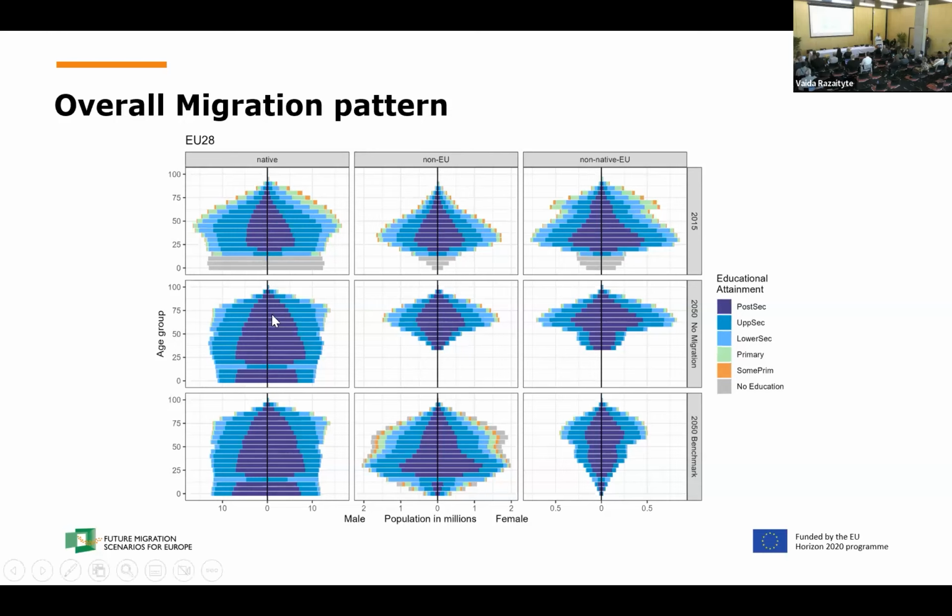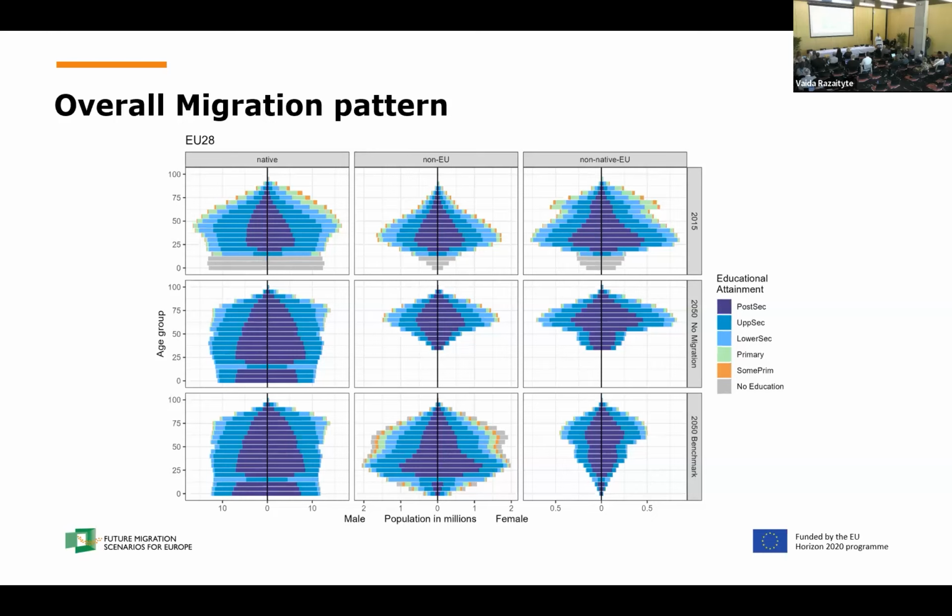And then, just to show some results here quickly, this is a no migration scenario. If there is no migration, you will see that there will be nobody coming here. So this is how it will look like. And then we have this benchmark scenario, which would look something like this. So this is what the output is coming out.